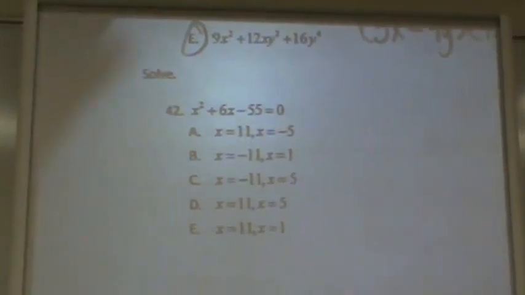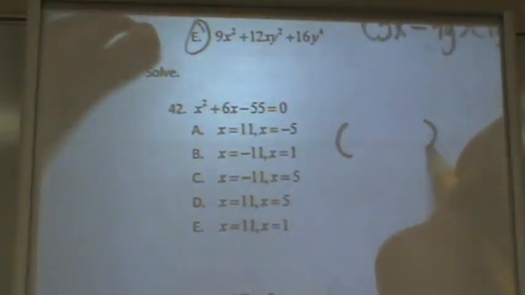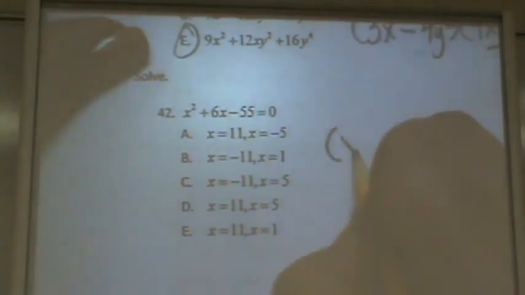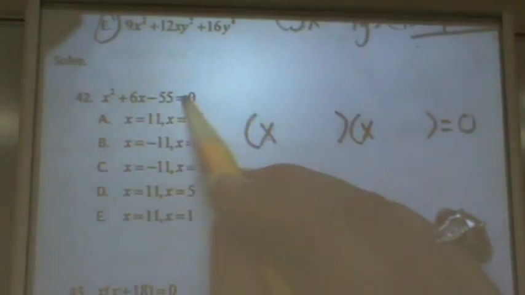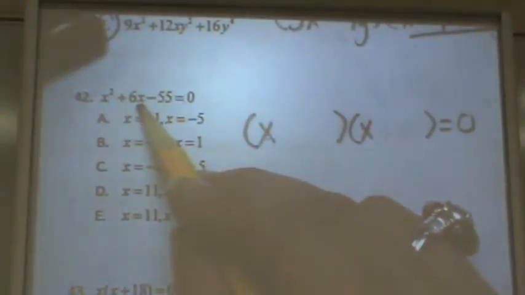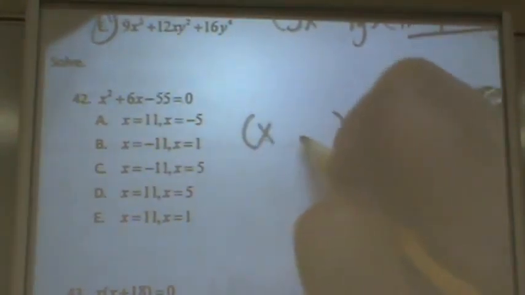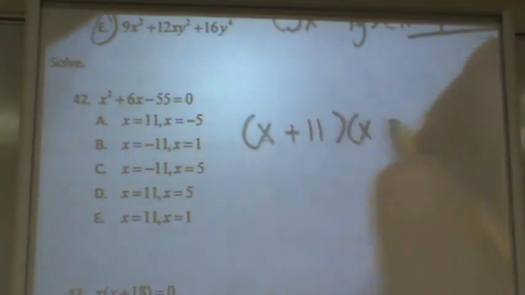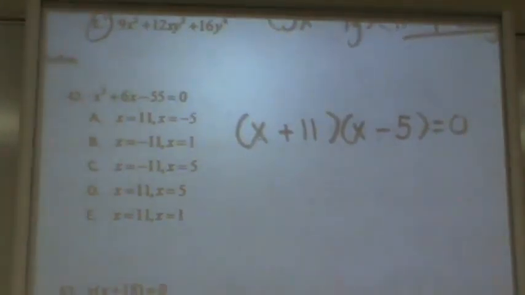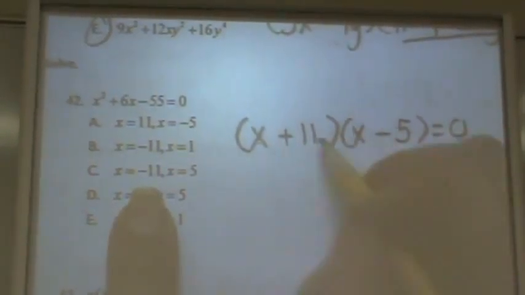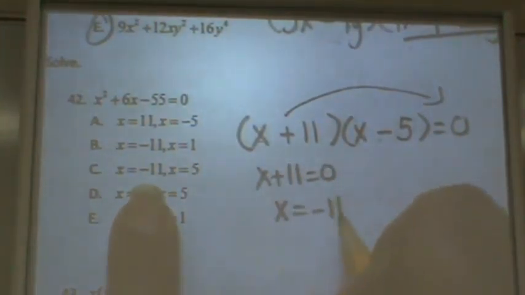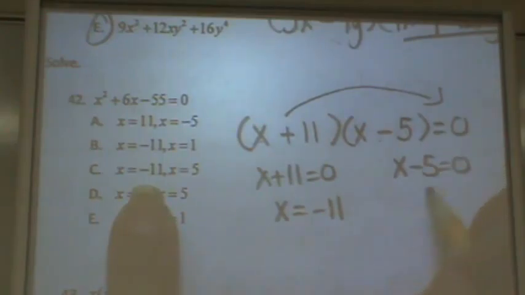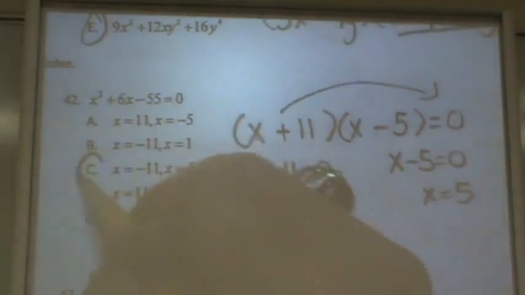42 is a quadratic that is set equal to 0. We're going to factor this and solve it. So you're going to ask yourself, what times what is x squared, x times x? What times what is negative 55, but adds to be 6? So that would be positive 11 and negative 5. And so what you're going to do is set each of these equal to 0. X plus 11 equals 0, so x is negative 11, and x minus 5 equals 0, add 5, and the correct answer would be C.